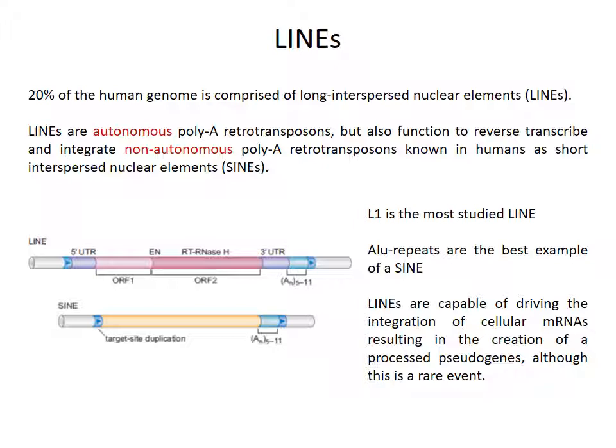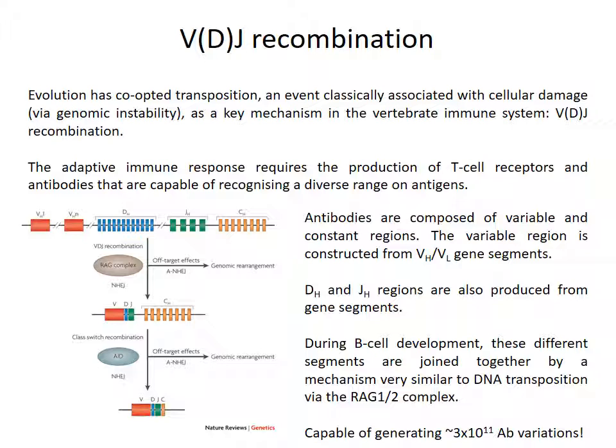Now, autonomous LINEs also function to move and transpose around non-autonomous poly-A retrotransposons, which are known in humans as short interspersed nuclear elements, or SINEs. So SINEs, unlike LINEs, lack the clever ORF1, ORF2 protein machinery required to do all of that trickery in terms of inserting these sequences back into the genome following transcription, and instead just contain the target integration sites for these transposons. So these elements require the activity of the LINE and its ORF1, ORF2 in order to actually reinsert themselves elsewhere in the genome. So the model is that the SINEs would be transcribed initially by RNA polymerase. The messenger RNA would be exported into the cytoplasm, where ORF1, ORF2 from LINEs would associate with it and then reintegrate it back into the genome.